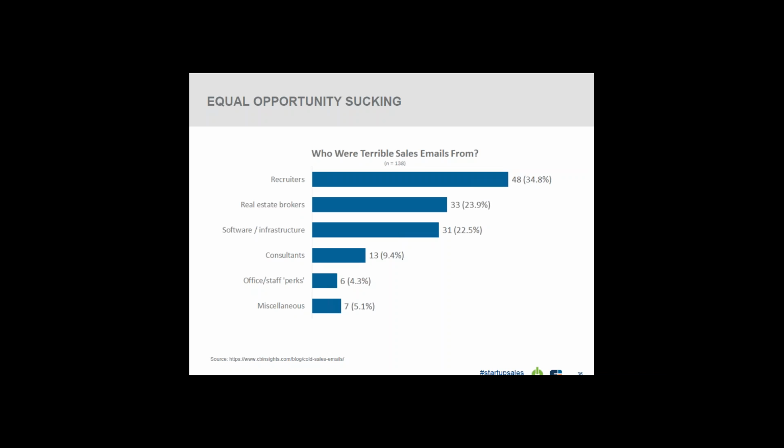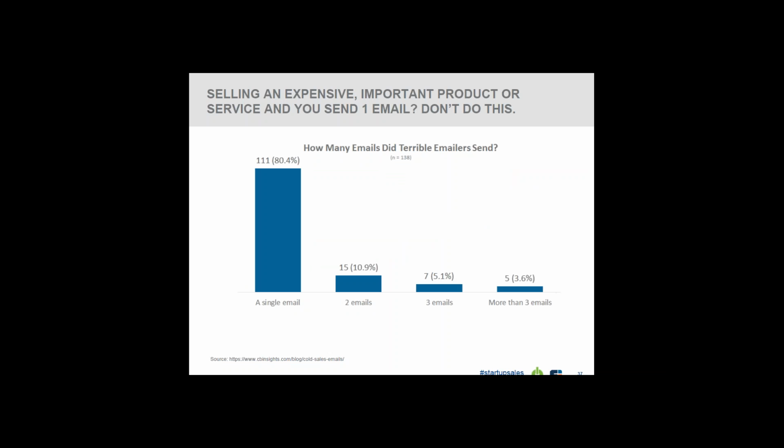So it wasn't that there was any particular group that was more guilty than the others. And this is one of the things that was probably the most surprising to me when I looked. Most of these folks were selling a pretty high value or important service or product, and 80% of them only sent a single email. So putting aside that the email was terrible, it's going to be hard to sell us on something that's a really big decision about who we're going to use to recruit, or what we're going to use for hosting, or what we're going to use for marketing automation, on a single email. These are big decisions for a startup to make.